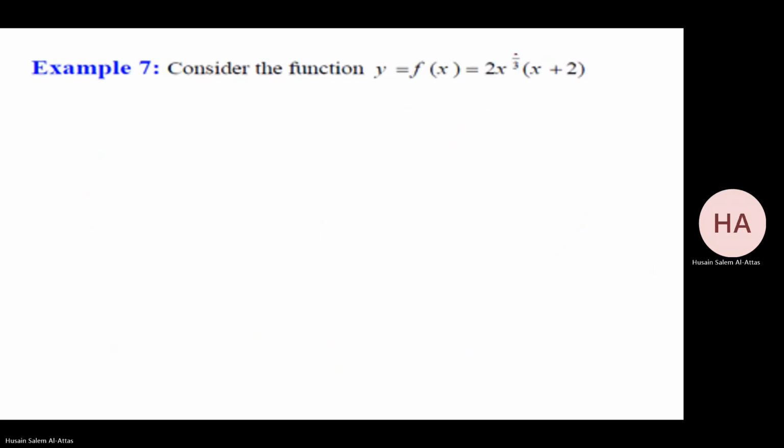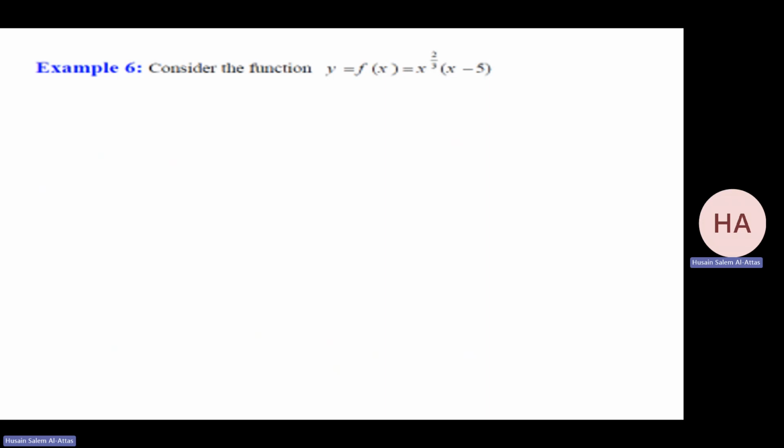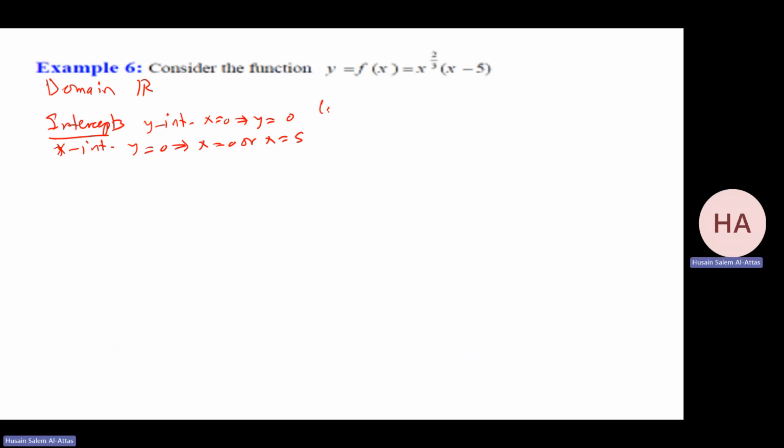Okay. I think I'll do this. Domain: all real numbers. Intercepts. Y-intercept: X equals 0, so Y equals 0. X-intercepts: Y equals 0. I have X equals 0 or X equals 5. Okay. So I have (0, 0) and (5, 0).